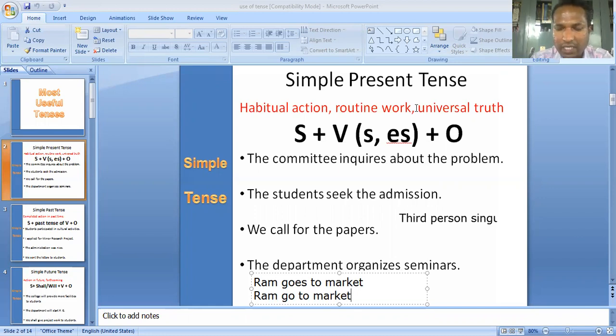In simple present tense, the verb form is depending on the subject. The verb form is completely depending on the subject. For example, the verb carries yes and es when the subject is third person singular.